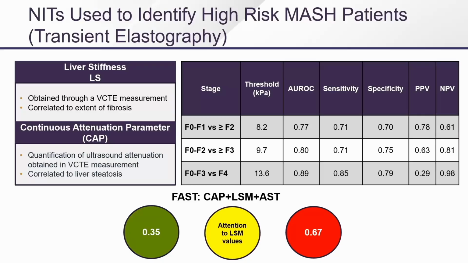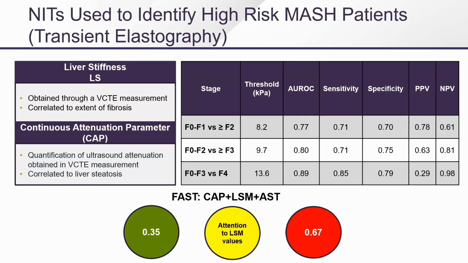Transient elastography is by ultrasound. There's also MR elastography, which probably is a little bit better than transient elastography in terms of accuracy, except that it is also more expensive. Transient elastography is available readily, so people are using it more and more to risk stratify patients.